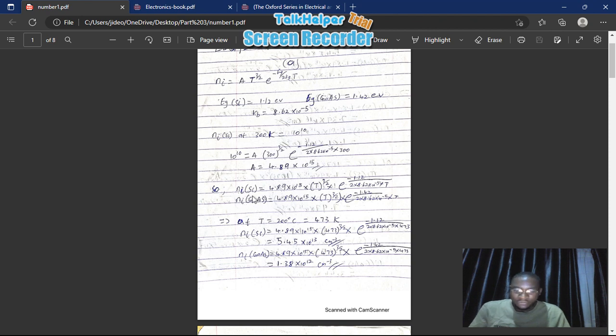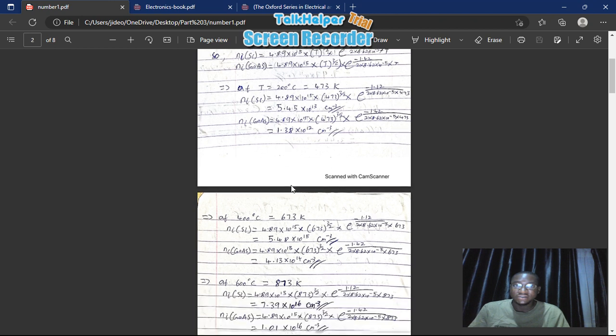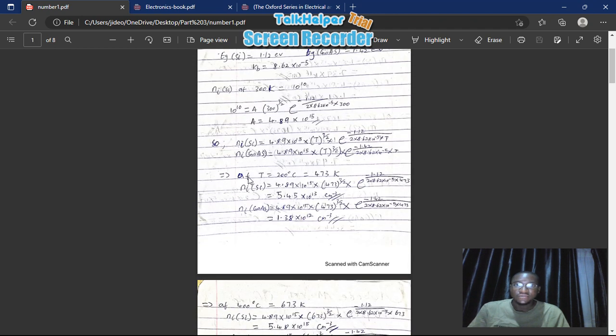Now moving on to plotting the graph, we start our temperature from 200 degrees Celsius to 1000 degrees Celsius. At 200 degrees Celsius, which is 473 Kelvin, we inputted that into our earlier equations of carrier concentration for silicon and gallium arsenide, which we got to be 5.45 times 10 to the power 13, then 1.38 times 10 to the power 12.